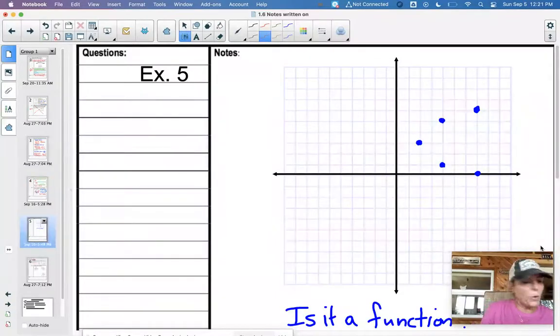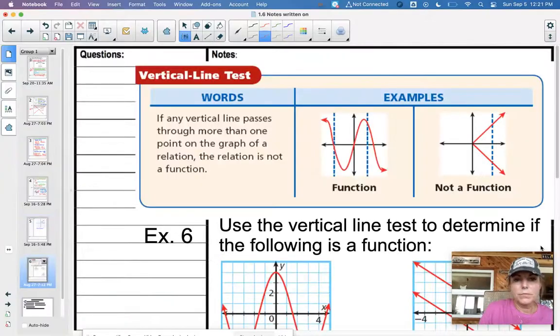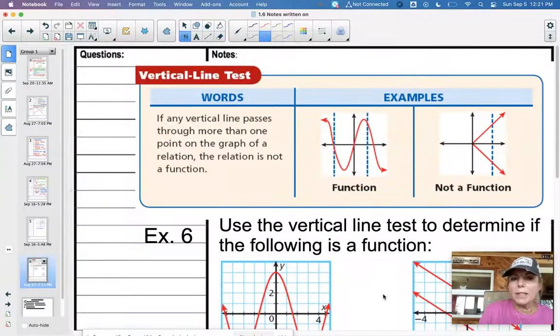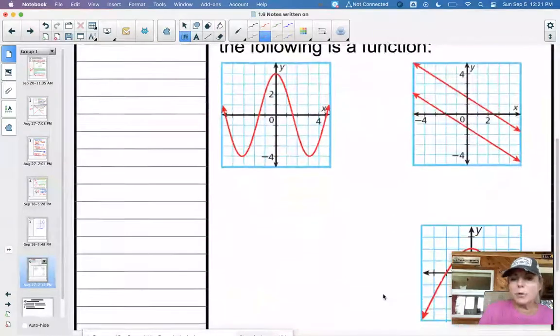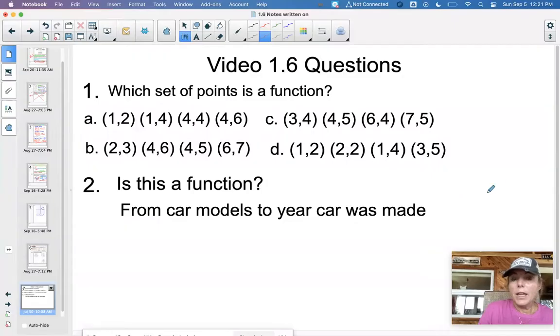Example 5, we are going to do in class. And actually, we're going to also do example 6 and talk about the vertical line test in class. And here you go. Pause the video, answer the video questions in your notes, and we'll see you tomorrow.